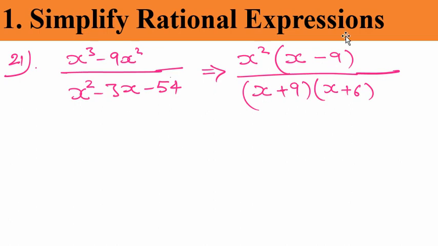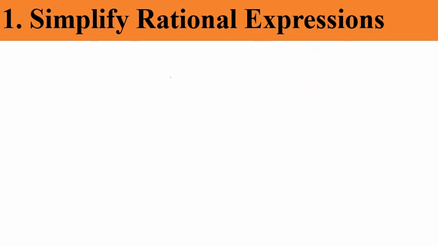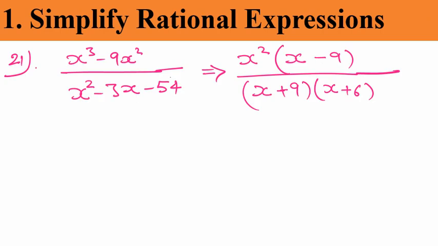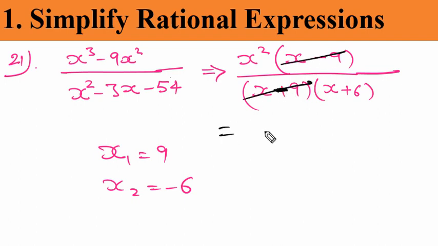Can we cancel out anything here? No, I don't see anything we can cancel out. Okay, so that's it for this question. Okay, correction time. In this question we got x1 was 9 and x2 was minus 6. So here that will give you minus 9, right? So that will be cancelled out. And this will give you x squared over x plus 6.